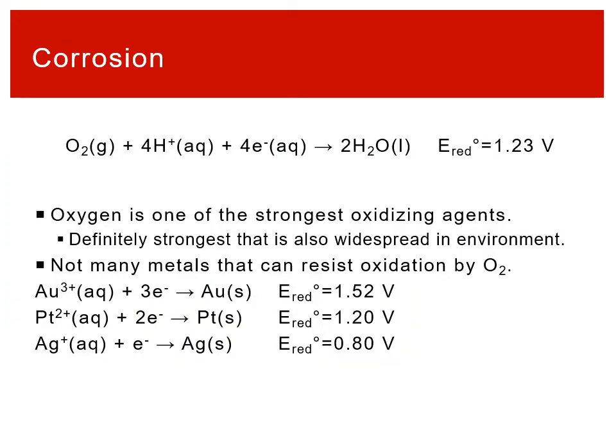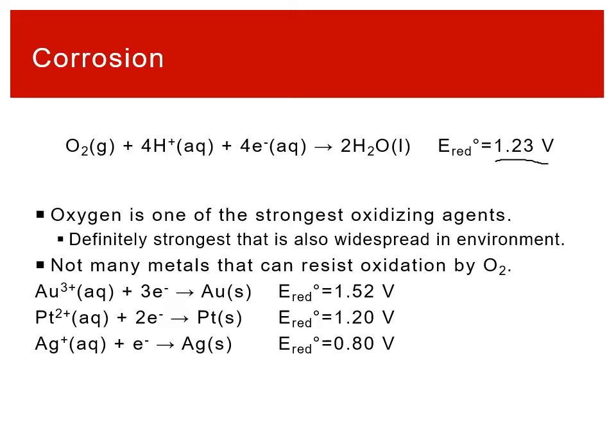So the primary chemistry that you're looking at is O2 in the atmosphere. O2 is actually one of the strongest oxidizing agents that there is. It's definitely the strongest that's widely available in the environment. The reduction potential for O2 is 1.23 volts. That's pretty high, and there's not many things that are above it. So in most pairs, if the O2 is paired with a metal, the O2 is going to do the reduction reaction and the metal would swap directions. So there aren't many metals that can resist oxidation.